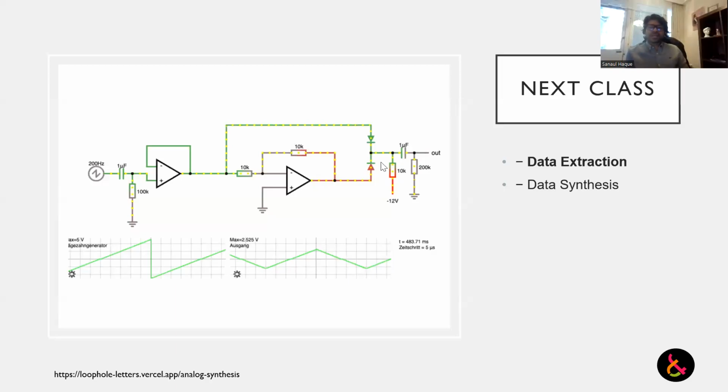Right. So in the previous class, we talked about that in this class we'll come up with data extraction and data synthesis.